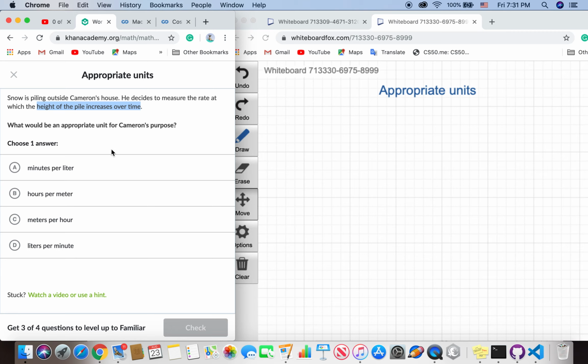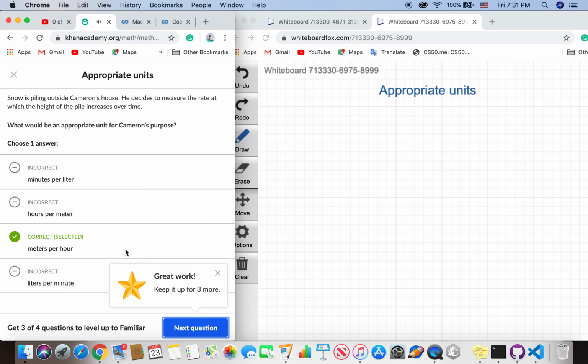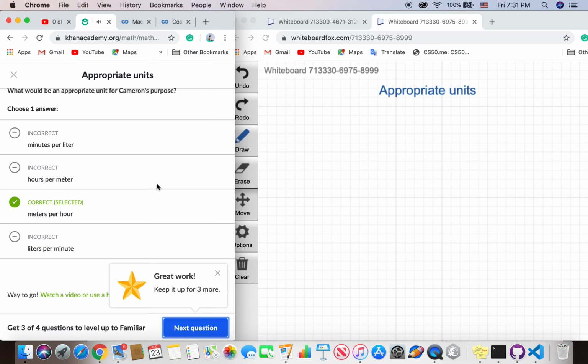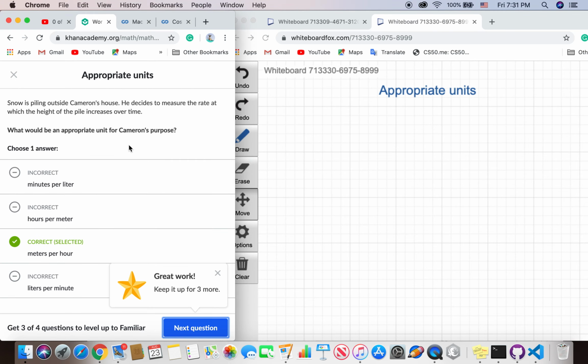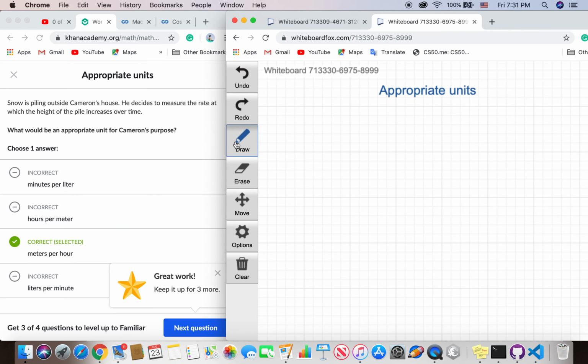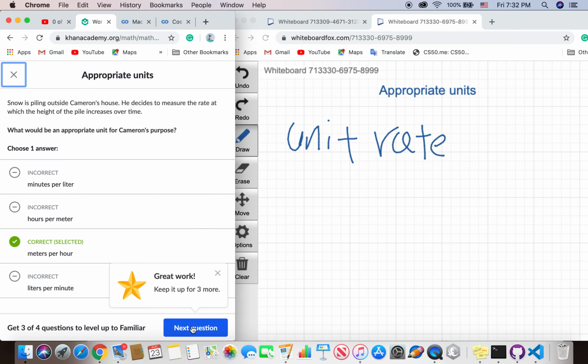So what does that mean? I know it's a little bit confusing, but I believe it should be meter per hour. Yes. And that means it asks us for a unit rate. I'm gonna write that down. It asks us for the unit rate. Alright, over to the next question.